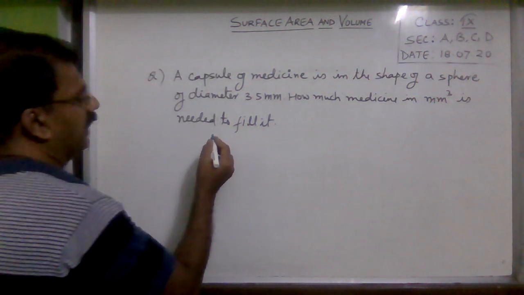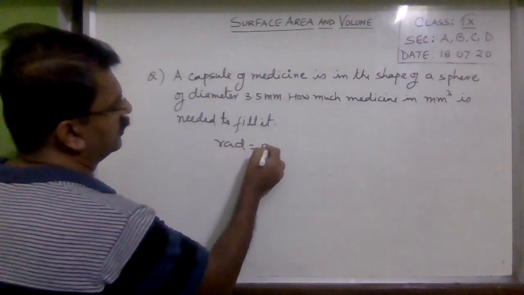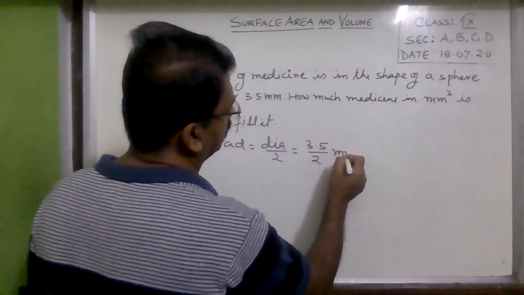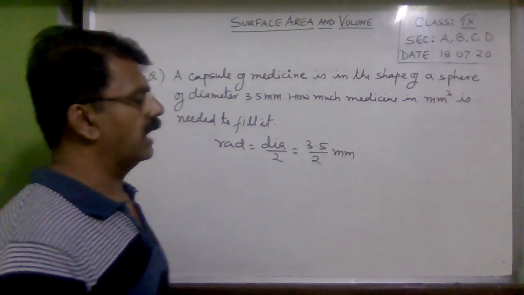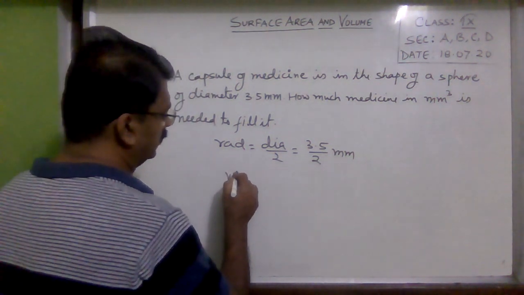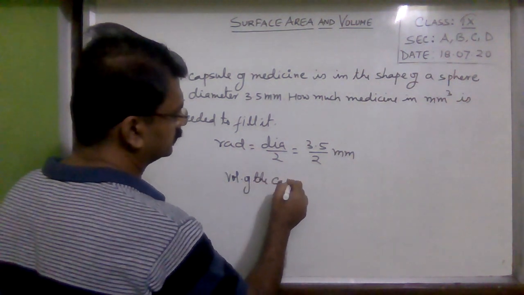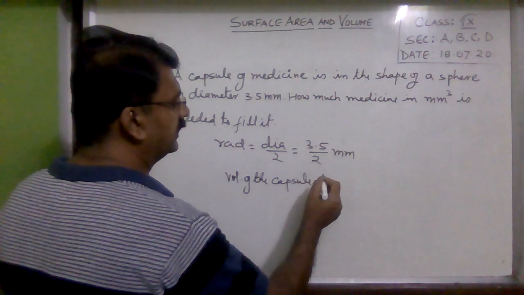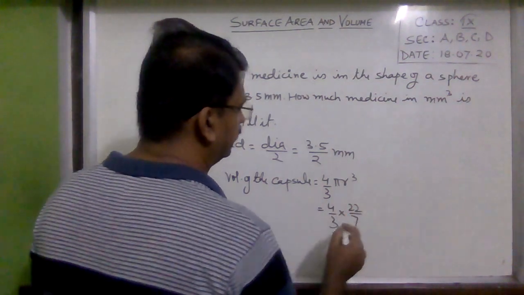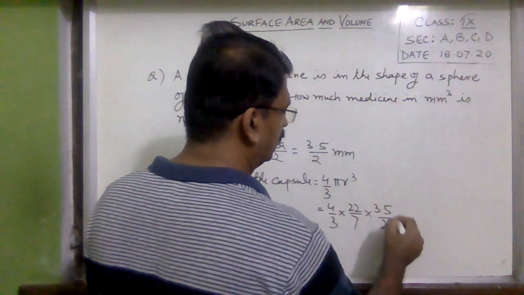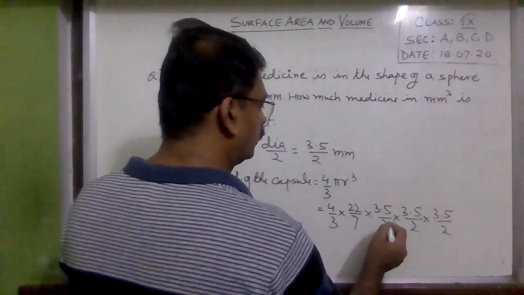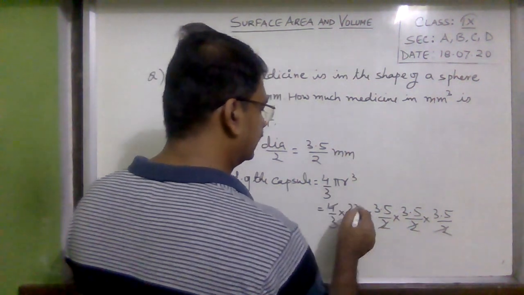Now, you know that radius is diameter upon 2, that is 3.5 upon 2 millimeter. Now, the amount of medicine needed is nothing but the volume of the capsule. As the capsule is a sphere, the volume is 4 by 3 pi r cube. So 4 by 3 into 22 by 7 into 3.5 by 2 into 3.5 by 2 into 3.5 by 2. 2 into 2 is 4, cancelled, and then this is 11.